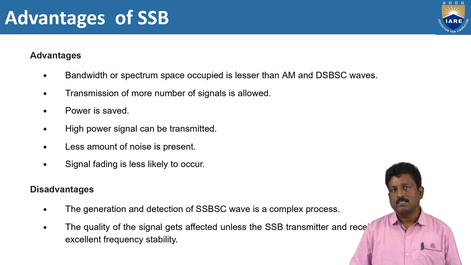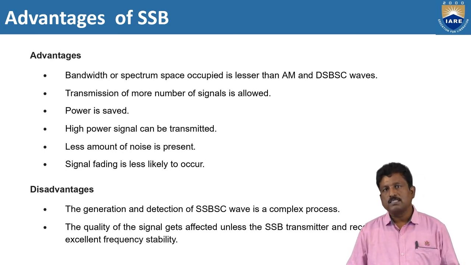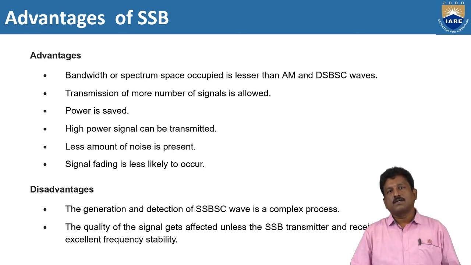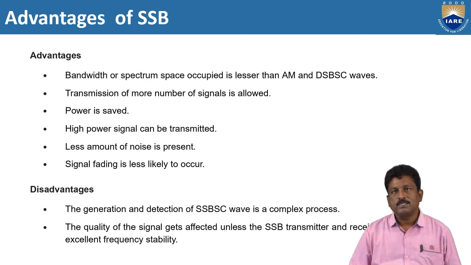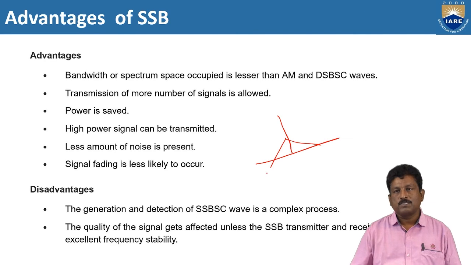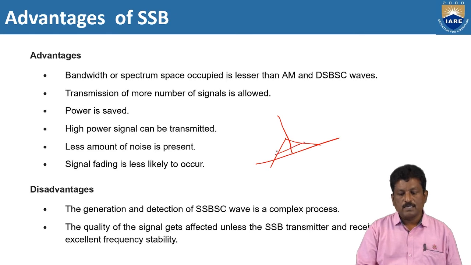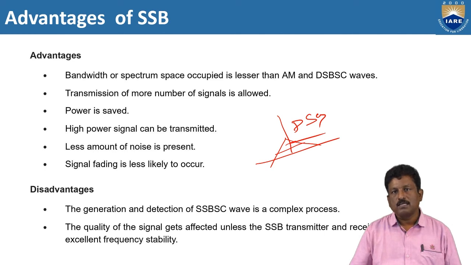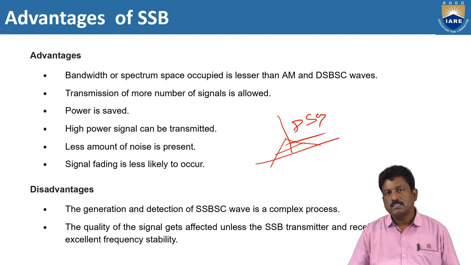Less amount of noise is present. Noise is very less compared to the DSB wave and AM. The signal fading is very less in case of the SSB modulation. Whereas in the DSB wave, we are transmitting both sidebands, upper sideband and lower sideband, so there is a reference of the carrier. We are going to have both the upper sideband and lower sideband, so there may be a chance of getting fading in case of the DSB wave. So that is the main advantage of the SSB. There is no fading in case of the SSB modulation.